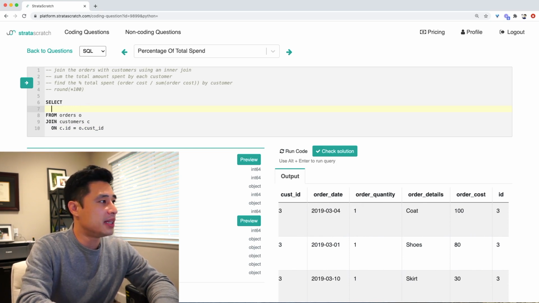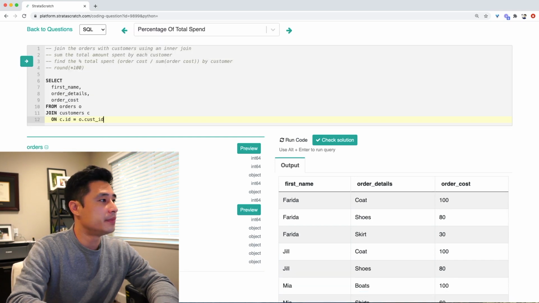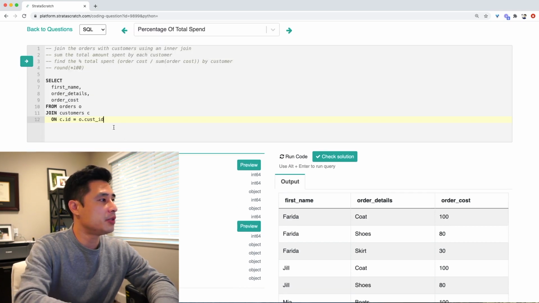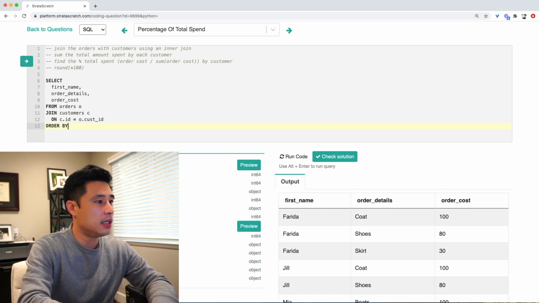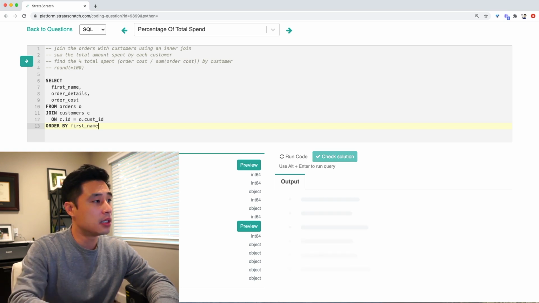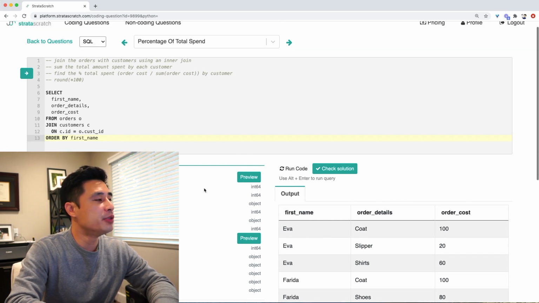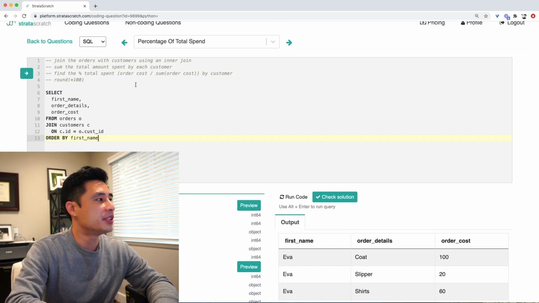What I'll do is just limit that to first name only, then order details, and then order cost. All right, so I have first name, order details, order cost here. One thing I want to do is place an order by here real quick. I'm going to order by first name, just because the names are probably not all grouped together. So here we have Eva. We have three transactions.